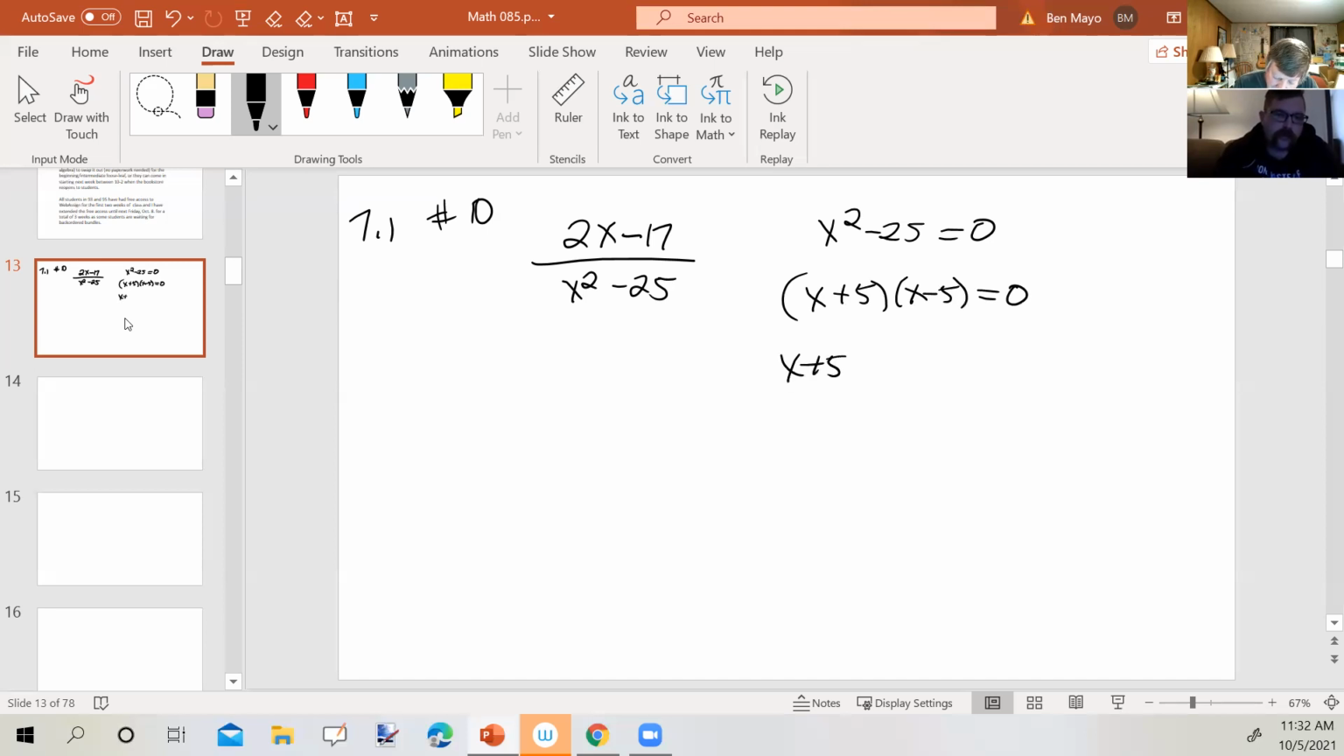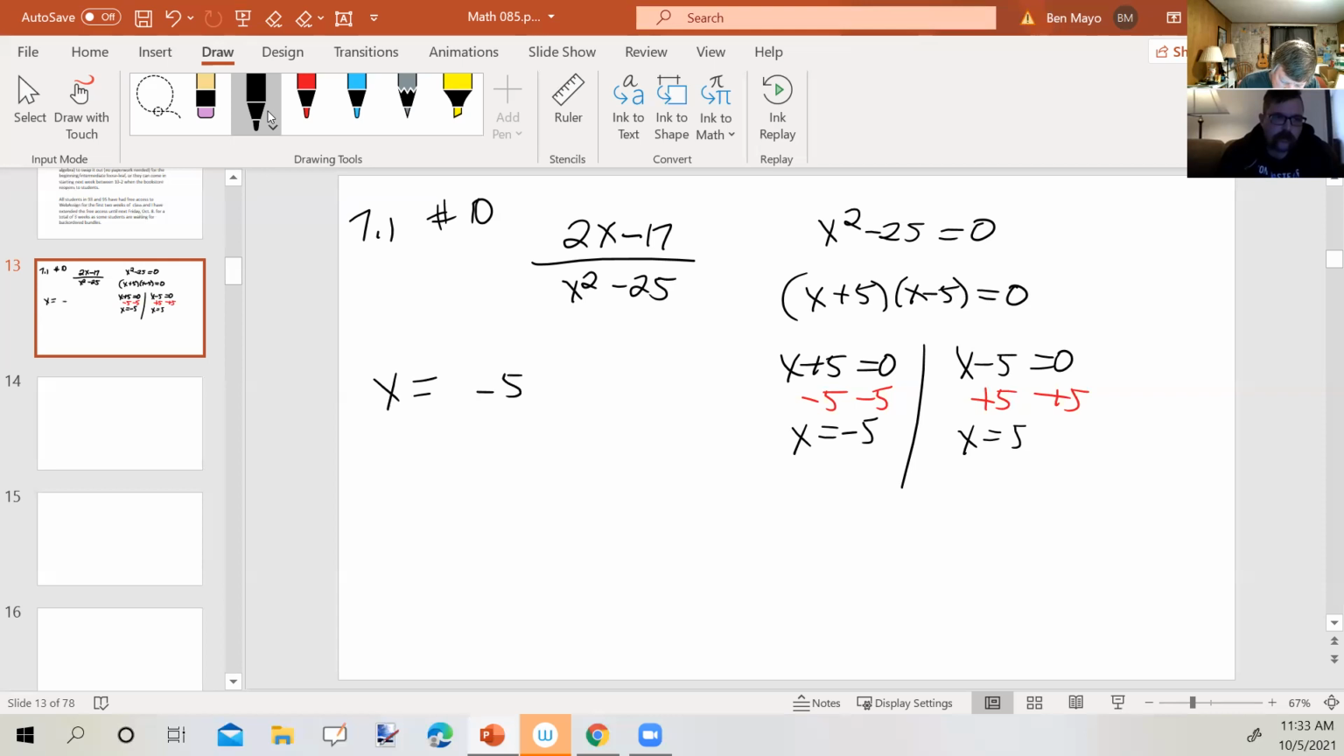Take each factor that contains a variable, set it equal to 0, and then solve each of these first degree equations. So x is negative 5. And then over here, add 5 to both sides. x is 5. So what values of x make this thing undefined? When x is negative 5 and 5. So either one of those put in here makes the denominator 0. Dividing by 0 is undefined. Any questions about that particular problem?